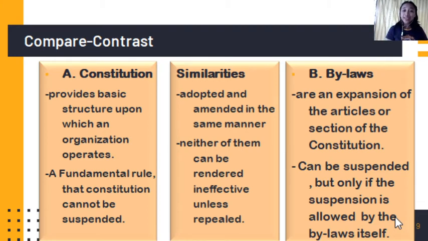The Constitution, according to a fundamental rule, cannot be suspended. On the other hand, the bylaws can be suspended, but only if the suspension is allowed by the bylaws itself, if it is stipulated in their bylaws that the bylaws can be suspended. Then there are similarities: adopted and amended in the same manner, and neither of them can be rendered ineffective unless repealed. Repealed means making a law officially invalid. Okay? I hope you understand it.